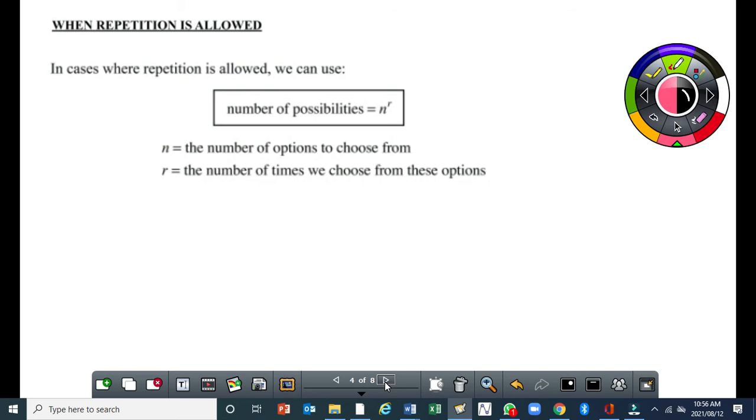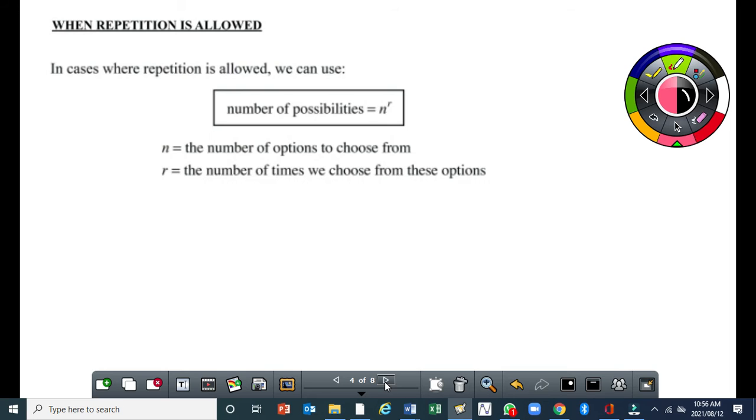In the case where repetition of objects is allowed, we use what is called the exponential form. So in cases where repetition is allowed, we can use this simple formula: number of possibilities is equal to n to the power of r. Sometimes the r can be equivalent to the n. Here n is the number of options to choose from, and r is the number of times we choose from these options. Don't stress about this, because on the next page I'm going to show you an example of what this formula is saying.